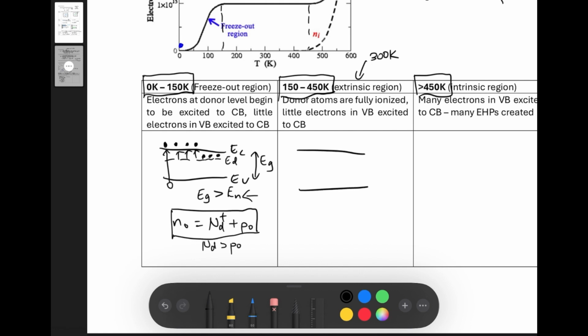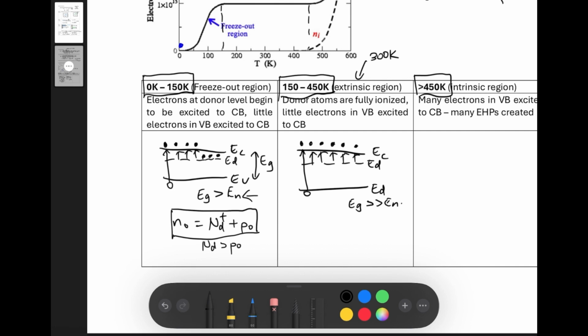In the extrinsic region, all of the donor atoms have already been ionized. All of them have already been excited to the conduction band, and there are no more electrons left in the donor level. Still very little electrons in the valence band are being excited to the conduction band, again because the band gap is so much larger than the donor binding energy.